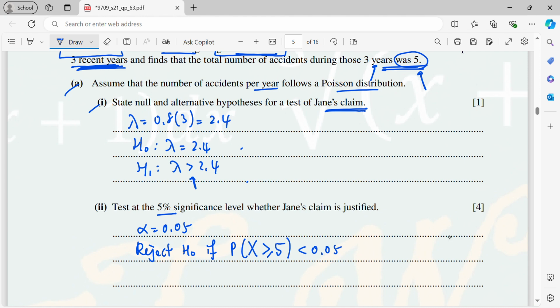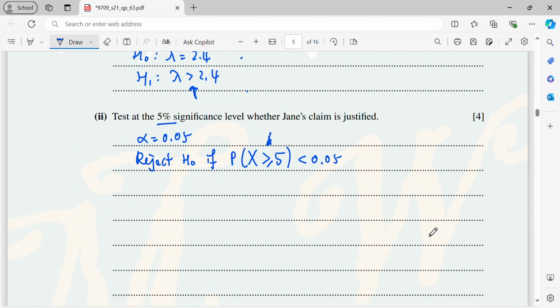But if, let's say, your H1 is lambda less than 2.4, then here it will be P(X less than or equal to 5) less than 0.05. So that is how we decide whether this symbol is greater than, greater than or equal to, or less than or equal to. It all depends on your H1. Okay. So now here I need to calculate.